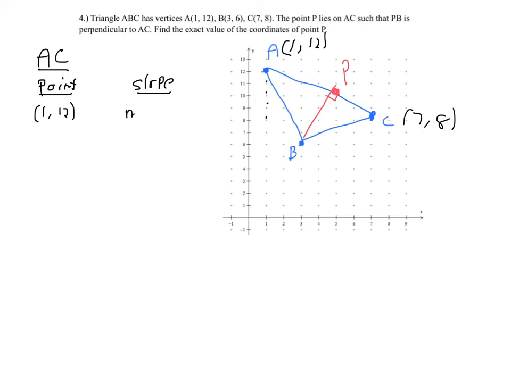So down 4, and then over 1, 2, 3, 4, 5, 6, which can reduce to negative 2/3. So now that I have it in point slope form, I can write the equation of my line. Y is equal to negative 2/3 times x minus the x value, plus 12.